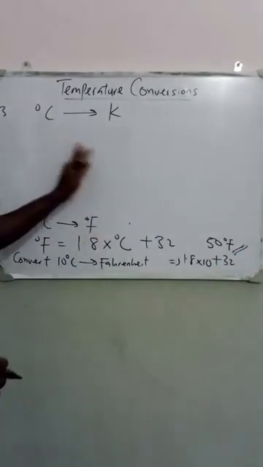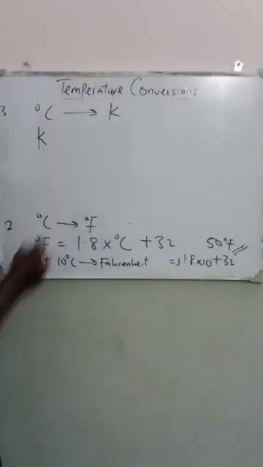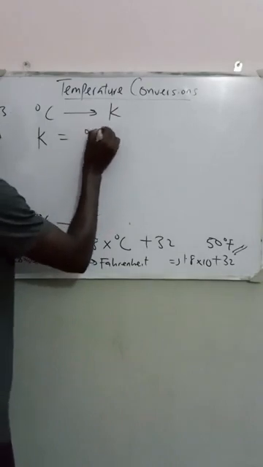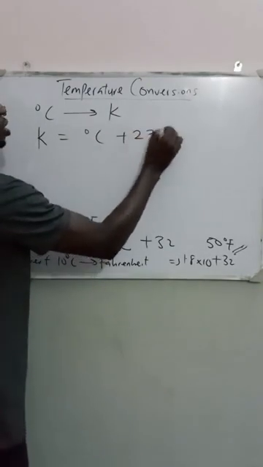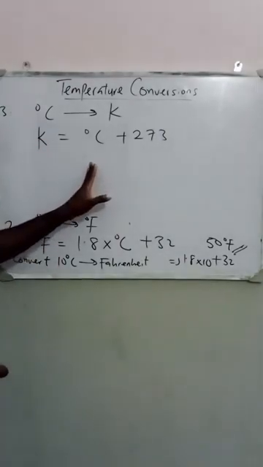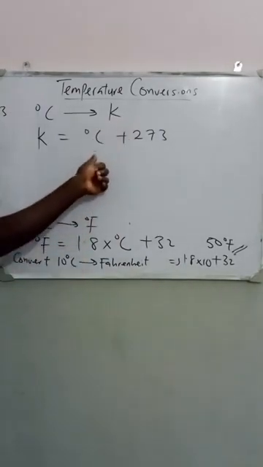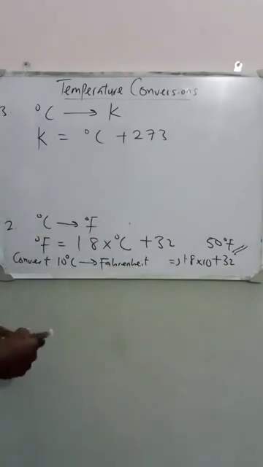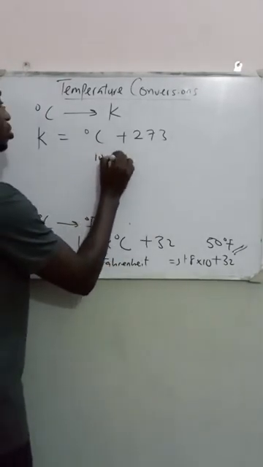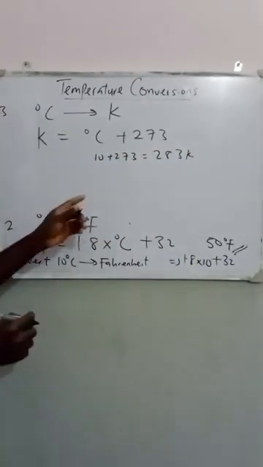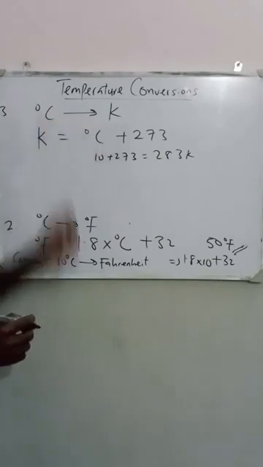For us to convert from Celsius to Kelvin, we use the formula that says our temperature in degree Kelvin equals any temperature given to you in degrees Celsius plus 273. So if I want to convert 10 degrees Celsius to Kelvin, I'll just add 10 to 273, which will give us 283 Kelvin. That's how to convert from Celsius to Kelvin.